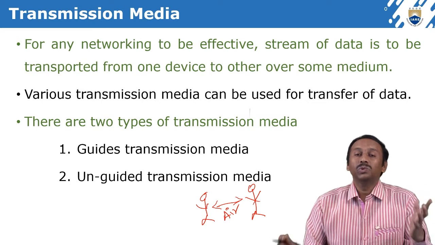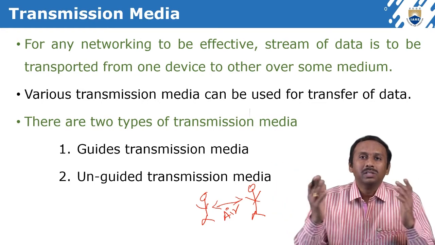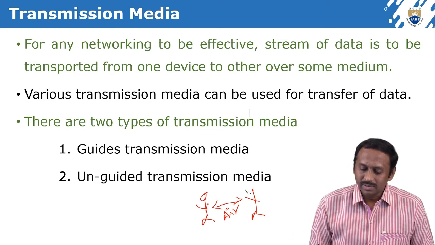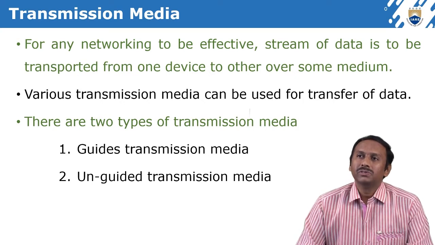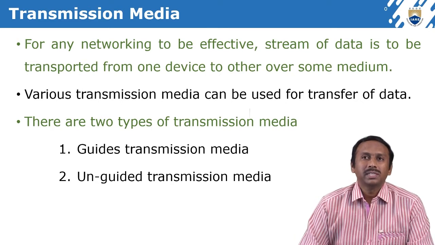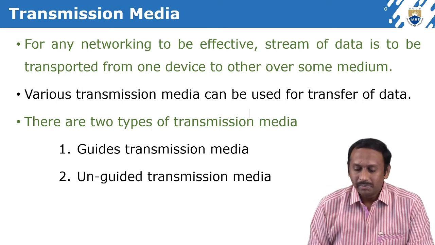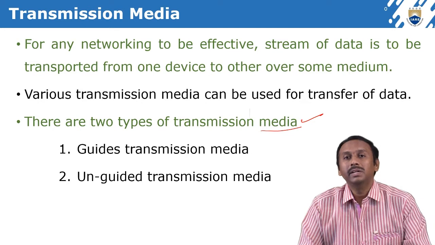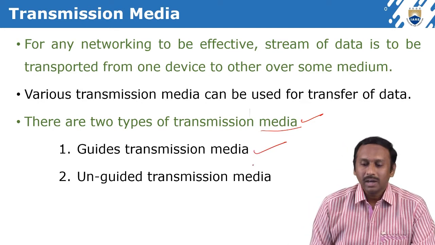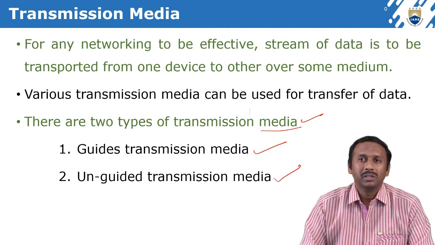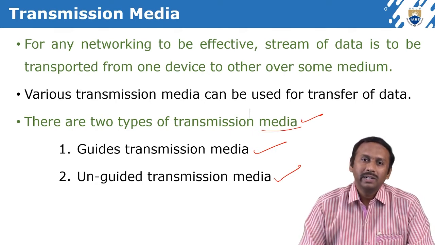If the two systems are communicating with each other, what are the various transmission mediums available? Those things we are going to discuss. Various transmission media can be used to transfer the data, right? There are so many transmission mediums available to transfer the data, and there are two types of transmission media. Not the techniques yet. One is guided transmission, another one is unguided transmission. This is the broad categorization of transmission media.